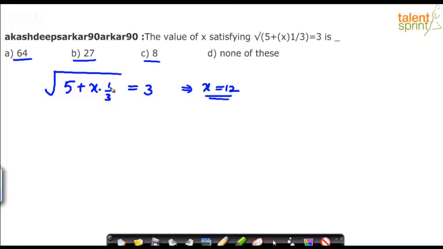But I don't think, is this the right way? Is this the correct way? The correct equation, the way I have written it here? See, I'm only trying to follow what you have given. Square root of 5 plus x into 1 by 3.